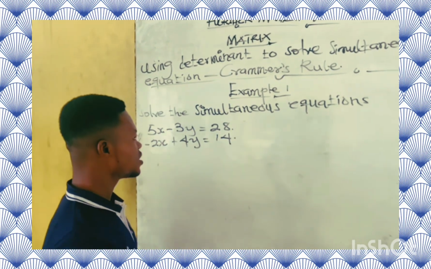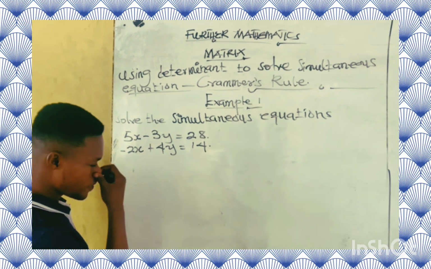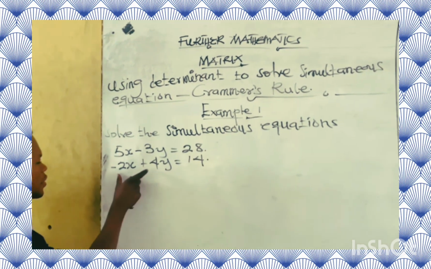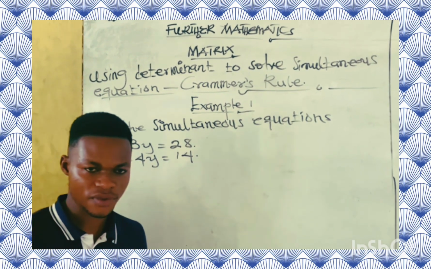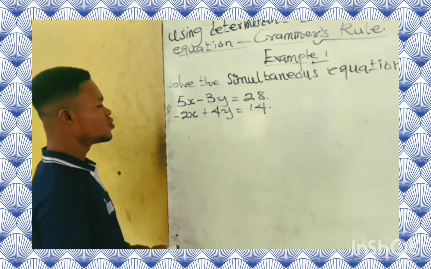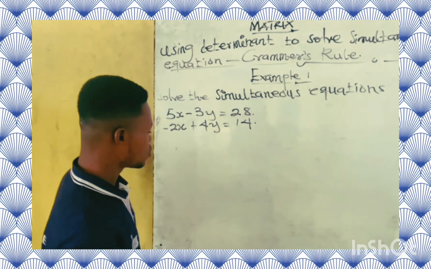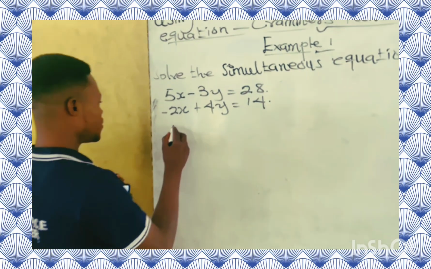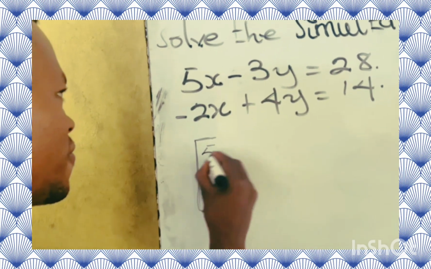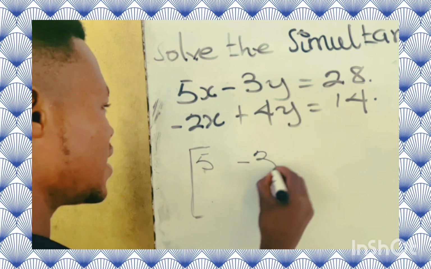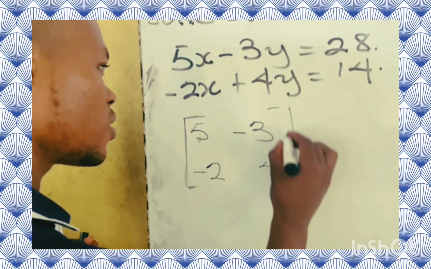We have to solve the simultaneous equations 5x minus 3y equals 28, and negative 2x plus 4y equals 14. The first thing we have to do is to write the equations in matrix form, putting the coefficients: 5 and minus 3, and negative 2 and positive 4.